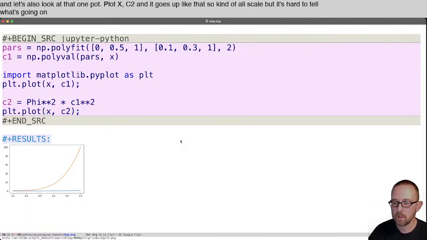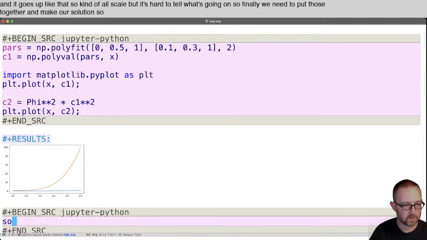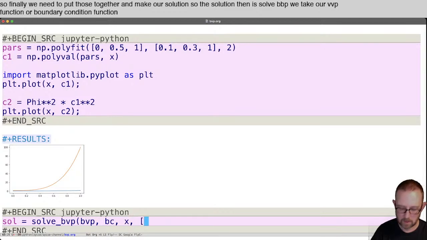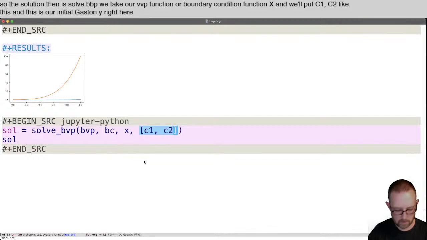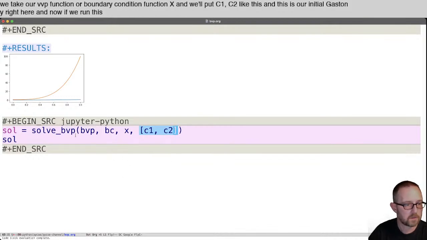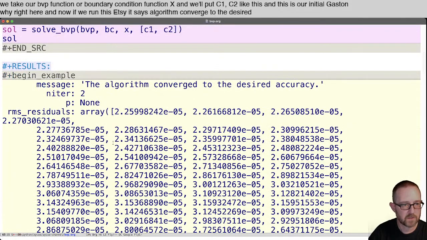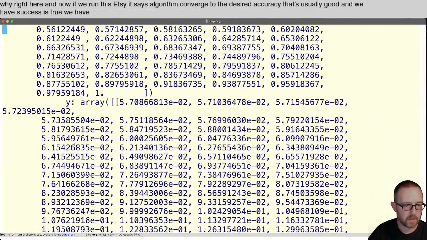what's going on. So finally we need to put those together and make our solution. So the solution then is solvebvp, we take our BVP function, our boundary condition function, x, and we'll put C1 comma C2 like this. And this is our initial guess on y right here. And now if we run this, it says algorithm converged to the desired accuracy. That's usually good. And we have success is true, we have x and a y array.